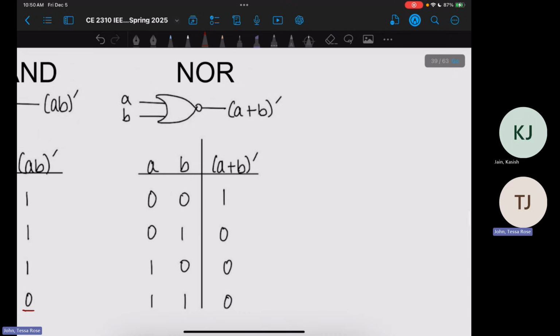Then you have your NOR. On an OR gate, if one input is 1, the output will be 1. But NOR is the opposite. So if at least one input is 1, then the output will be 0.